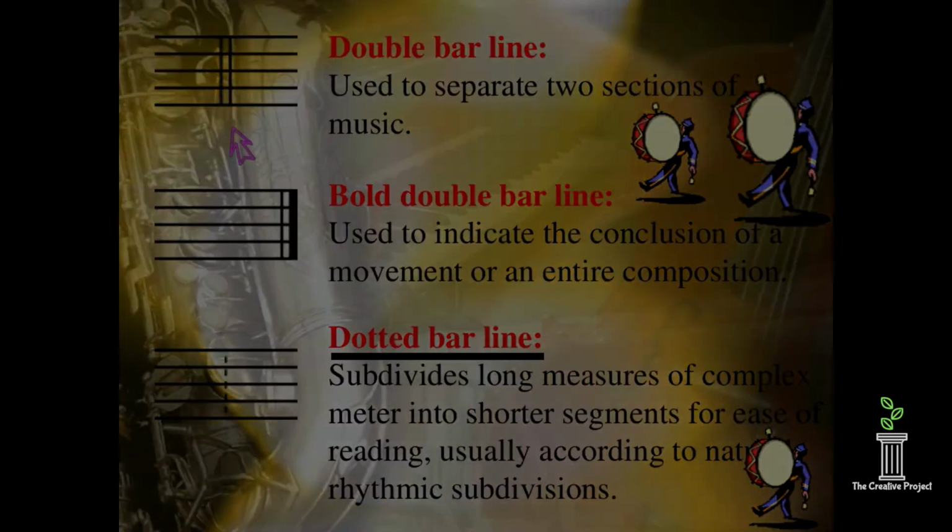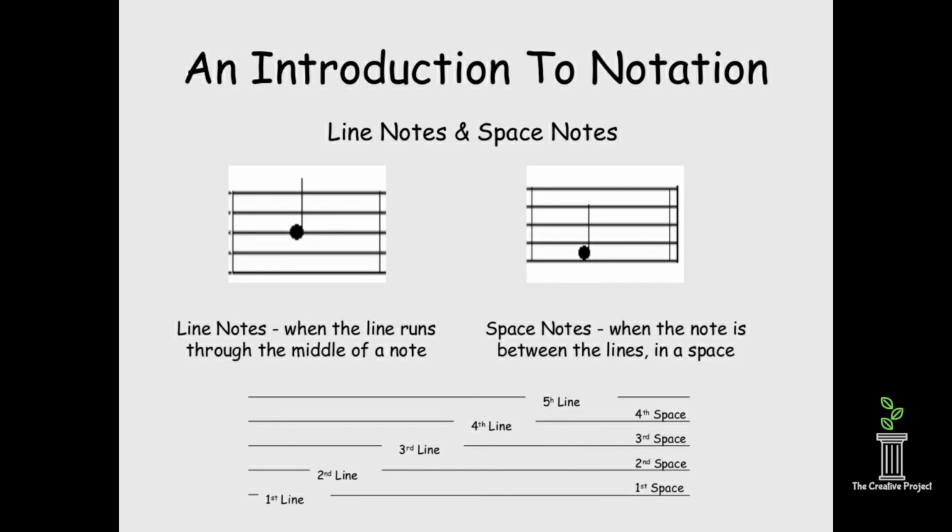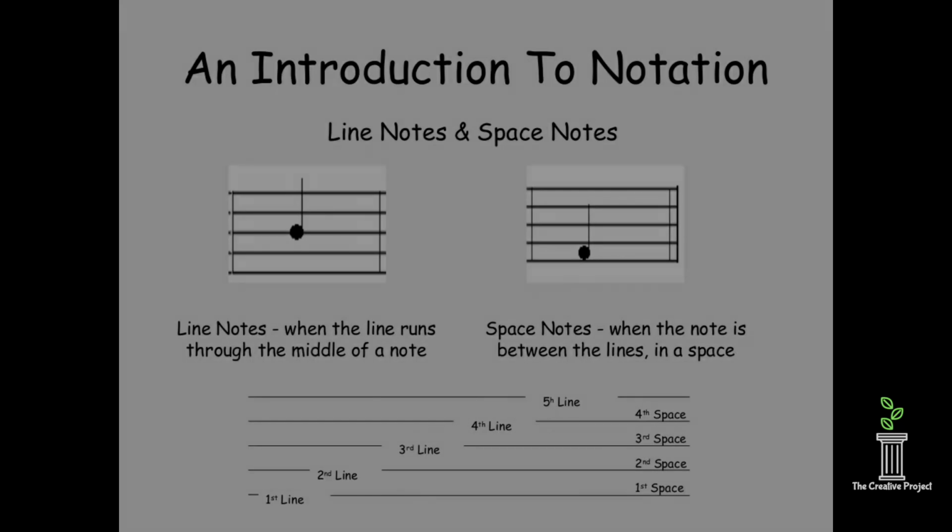Next we are going to learn about line notes and space notes. Line notes are those notes which are given on the line of the staff, and space notes are those notes which lie between the lines. So these are the two different types of notes.